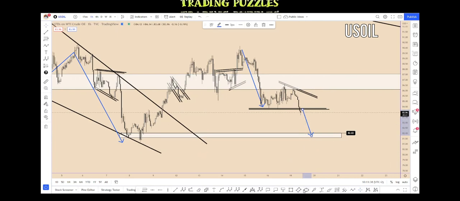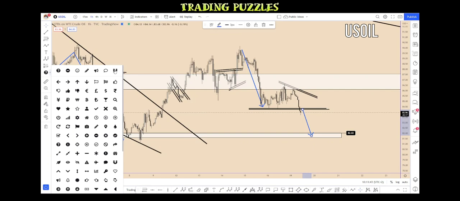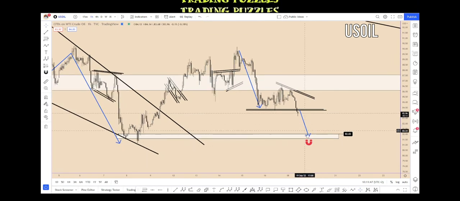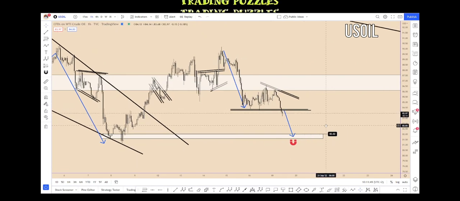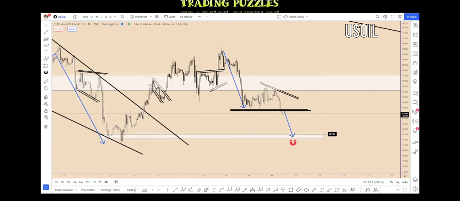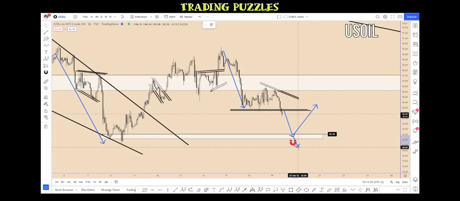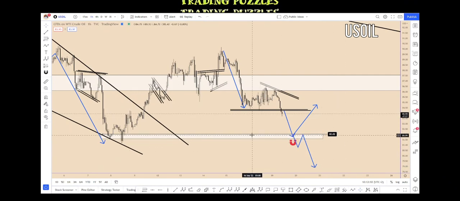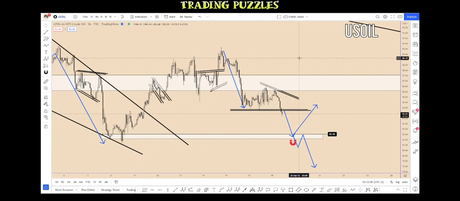Most of the time these structures act like a magnet here, so it can bring the price down up to 82. However, it's very risky to sell all the time, and at this point we can see any bullish or continuation of the movement. So this is another topic for when the price will be here. This is where we need to focus for oil, US oil, for the moment.